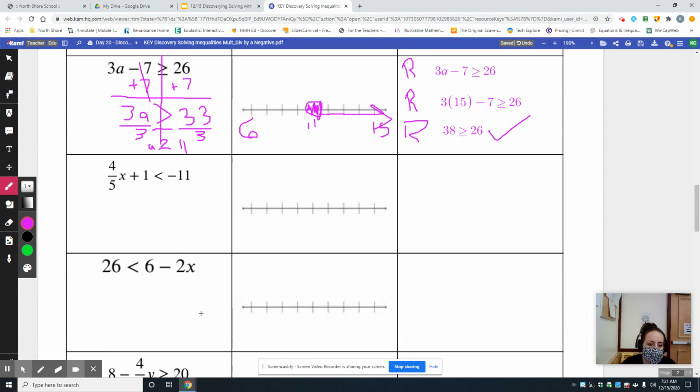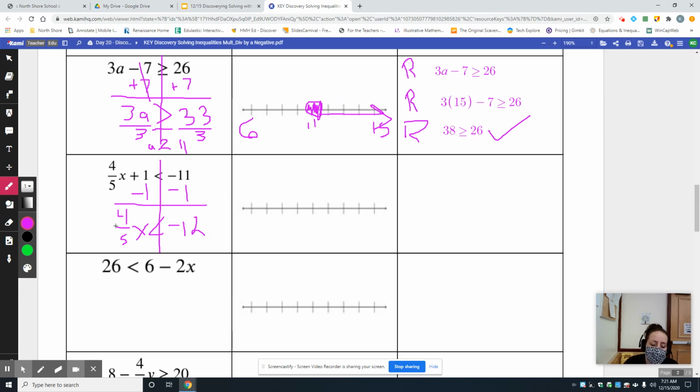Alrighty, guys, this next one brings in a fractional coefficient, but don't let it frighten you. It works the same way that we've been solving equations, but it's an inequality. So we're going to drop our brick wall. The opposite of +1 is -1. We end up with 4/5 x is less than negative 12.